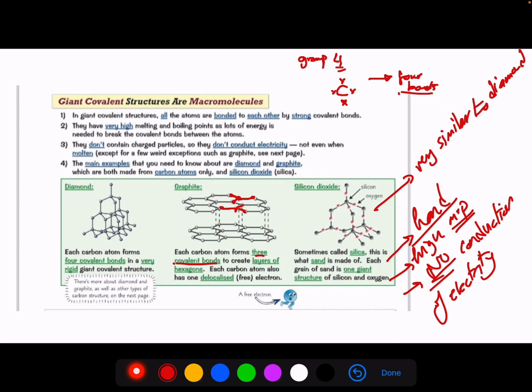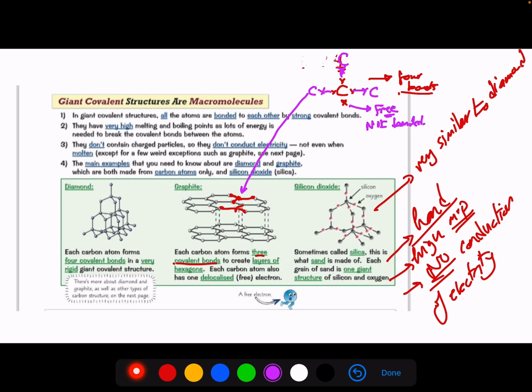That's the maximum number. But what we see here in the graphite is that each carbon is bonded only to 3 other carbons. That's what we see here in the structure, right? Each carbon is bonded to 3 other carbons covalently. That means this 4th electron is free. It's not a bonded electron. It's a free electron.